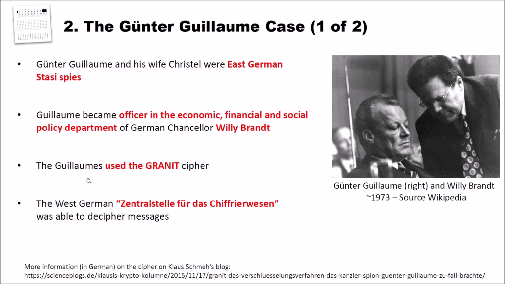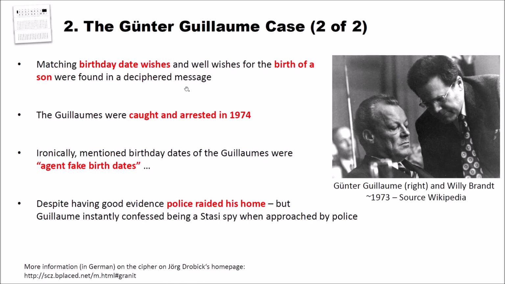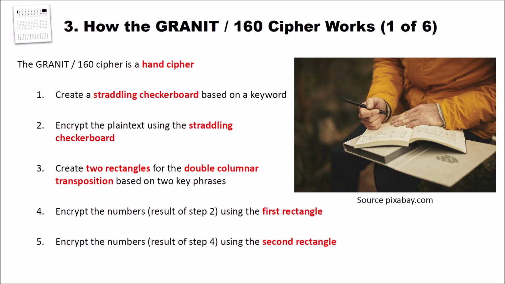The Guillaumes used, as I already said, the GRANITE cipher. But the West German Zentralstelle für das Chiffrierwesen was able to decipher messages. Matching birthday date wishes and well wishes for the birth of a son were found in a deciphered message. And because these matched to the dates of the Guillaumes and their son, they were caught and arrested in 1974. Ironically, the mentioned birthday dates of the Guillaumes were not their actual birthday dates, but their agent fake birth dates. Despite having good evidence, police raided his home, but Guillaume instantly confessed being a Stasi spy when approached by the police. Now let's have a look at how the GRANITE cipher works.